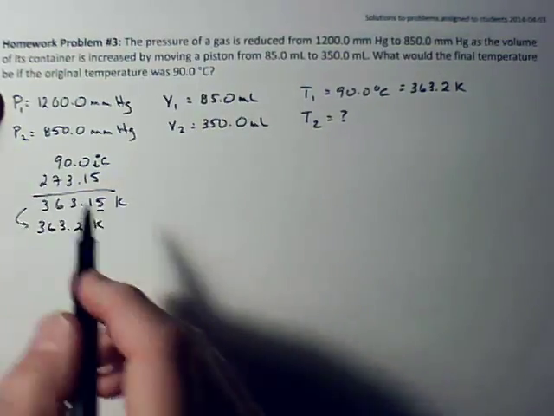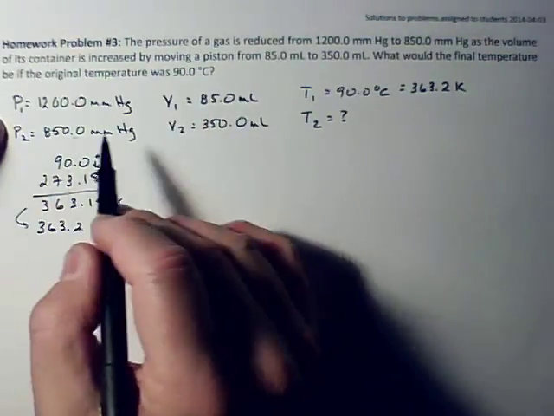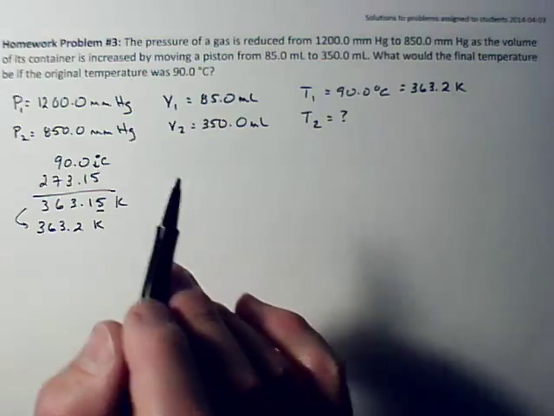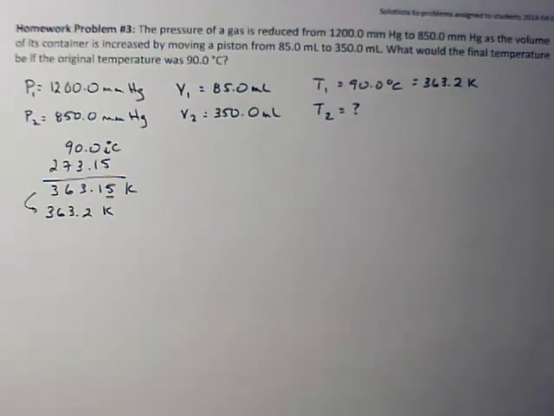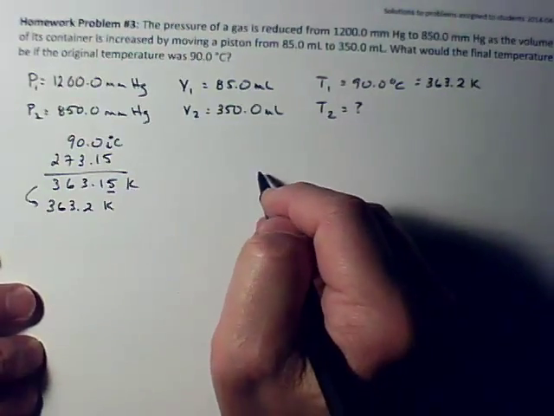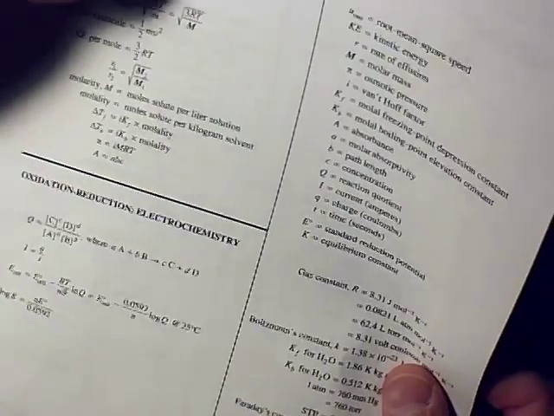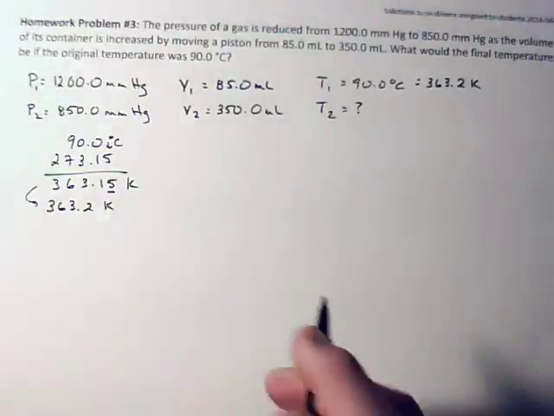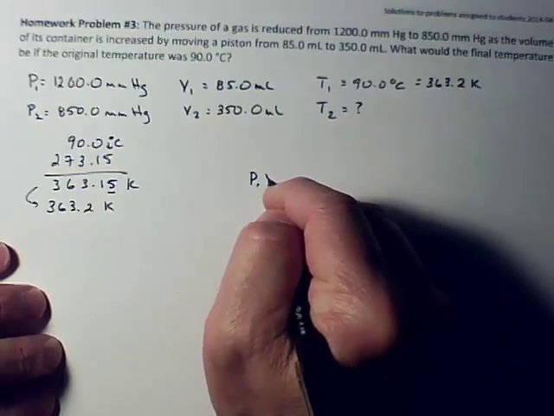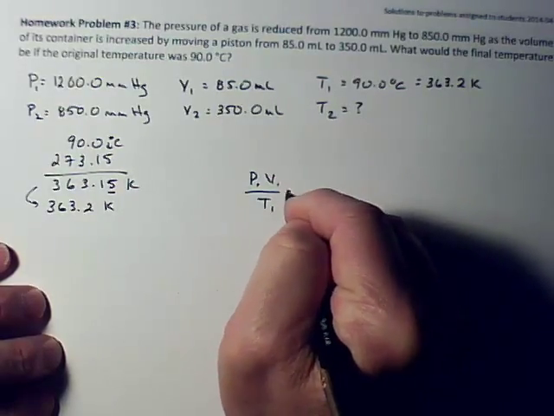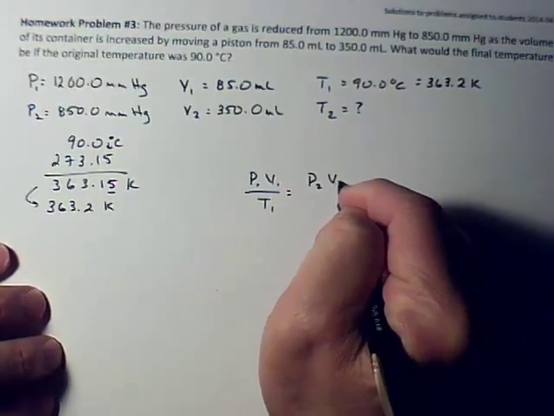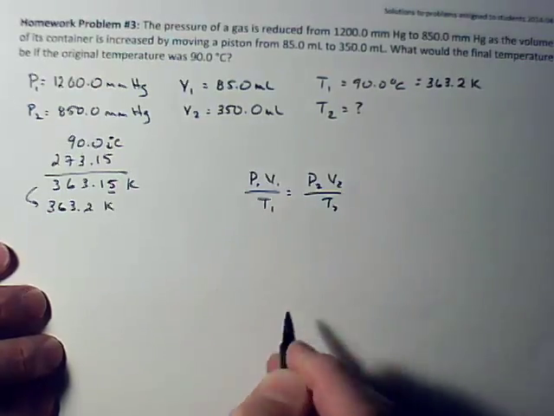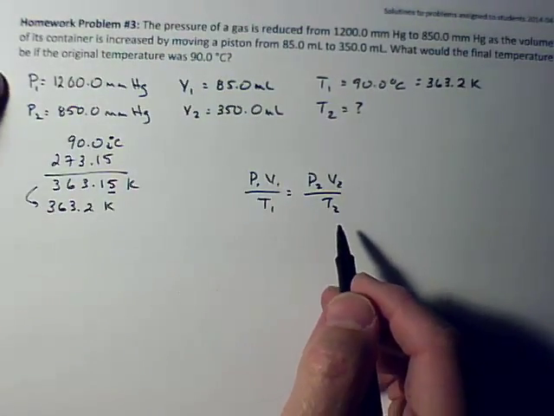All right. Pressure 1, volume 1, temperature 1. Pressure 2, volume 2, temperature 2. Combined gas law. Very good. So that's on your test references, right here, over above my thumb. Okay. P1, V1 over T1 equals P2, V2 over T2. Plug in the numbers we've got.